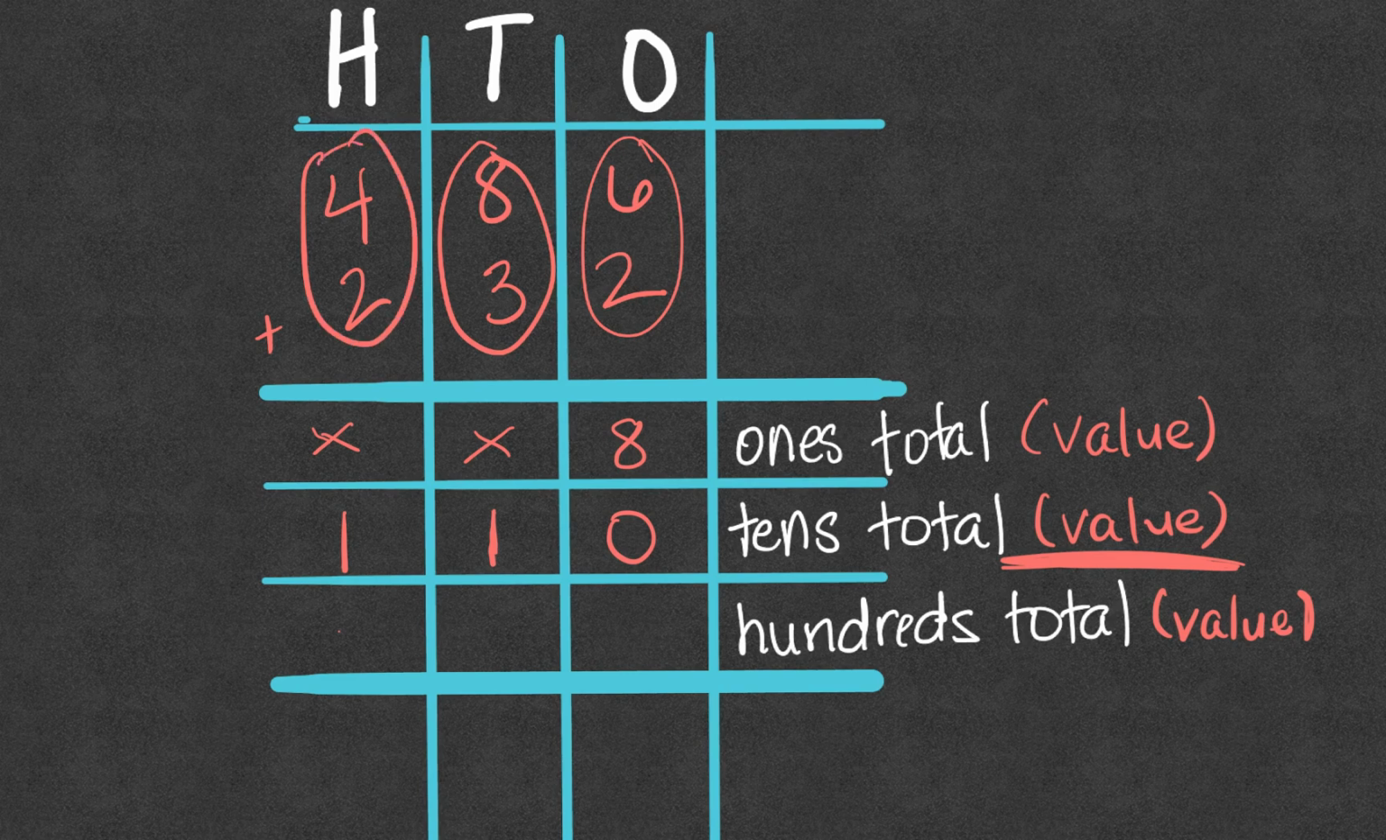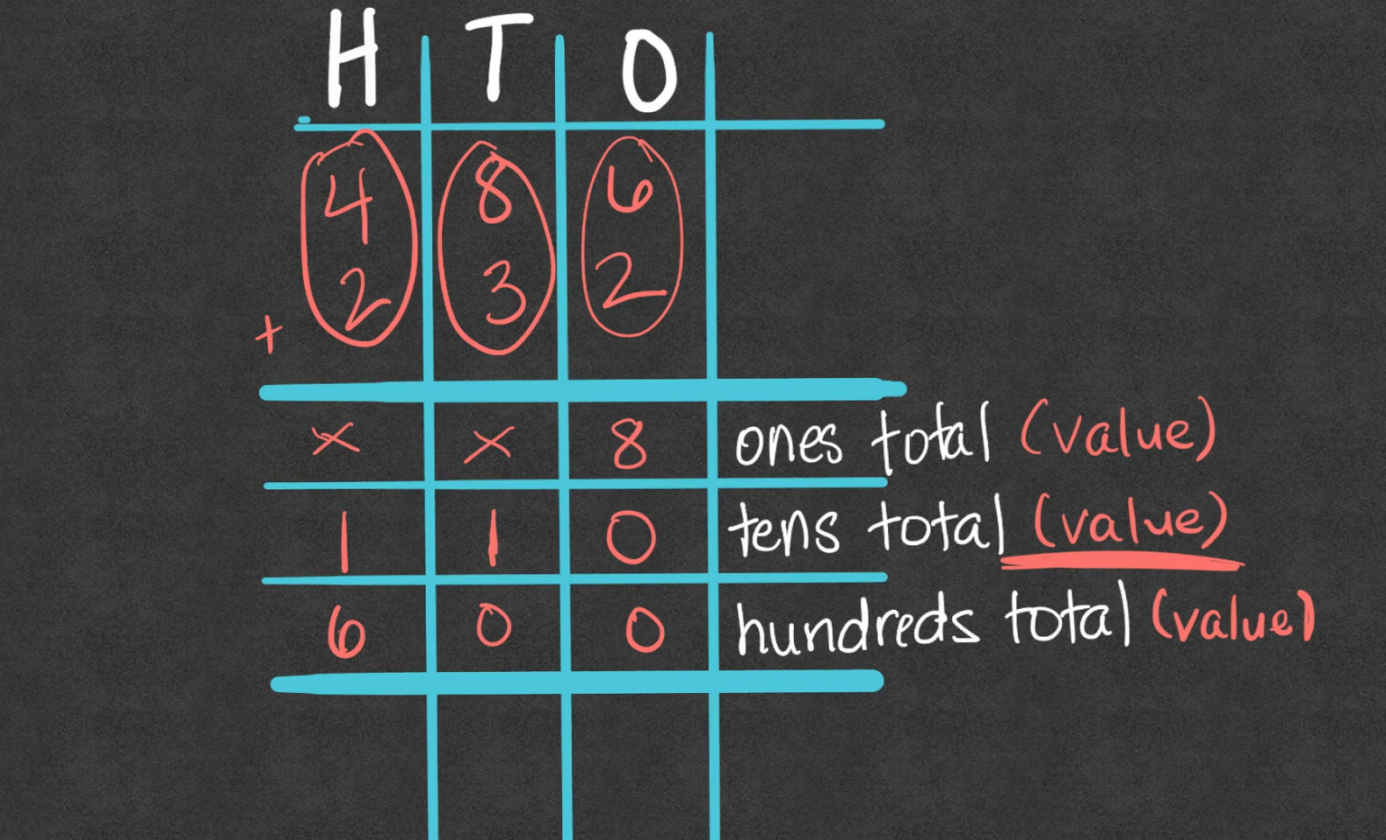Now let's go to our hundreds place. So we have 4 hundreds plus 2 hundreds. That would be 600. And so we're going to write that in the appropriate boxes. We want to make sure we add those zeros.